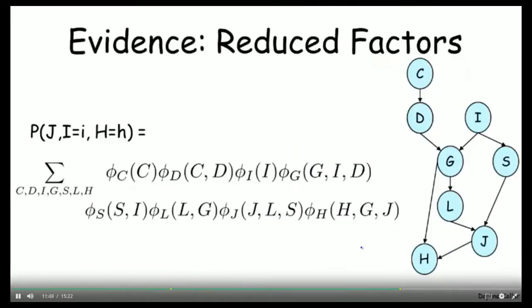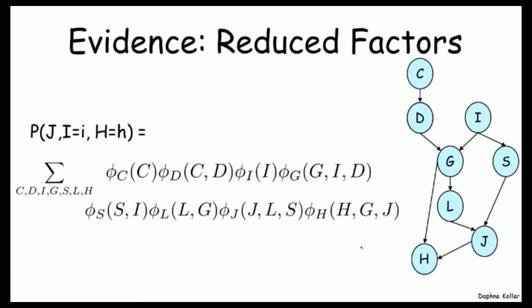This applies equally well in the context of Bayesian networks. So here we might have, say, the observation I equals little i and H equals little h. So now this is no longer an equality, because we have not yet conditioned on the evidence. And so if we want to make this equal, we have to reduce each one of the factors involving I and H based on the evidence.